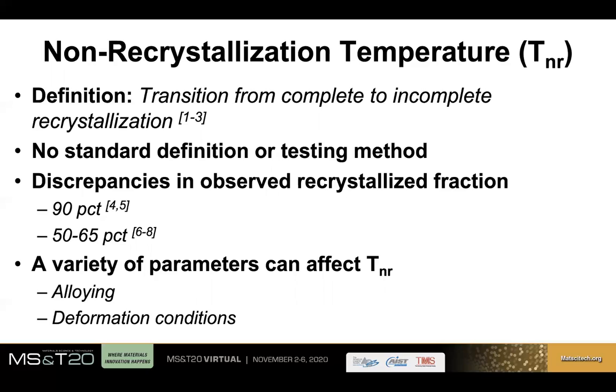Other authors, however, have noted substantially less recrystallization near TNR, with a recrystallized fraction of only 50 to 65%. So in addition to this, a variety of parameters can affect TNR, including alloy content and deformation conditions such as strain, strain rate, and inter-pass time.